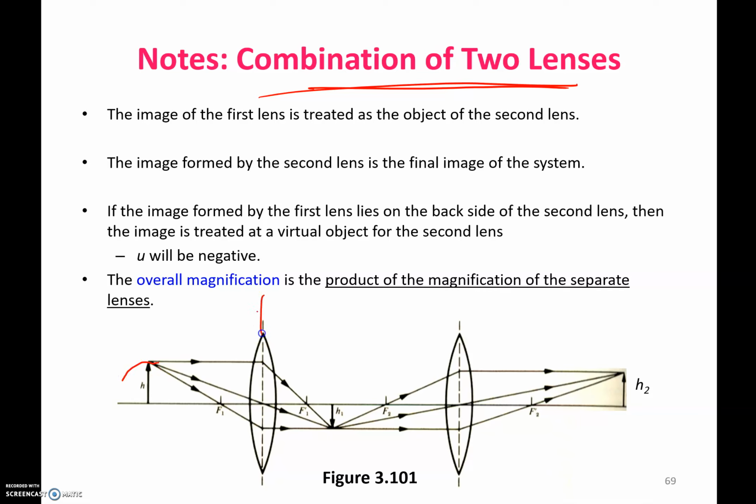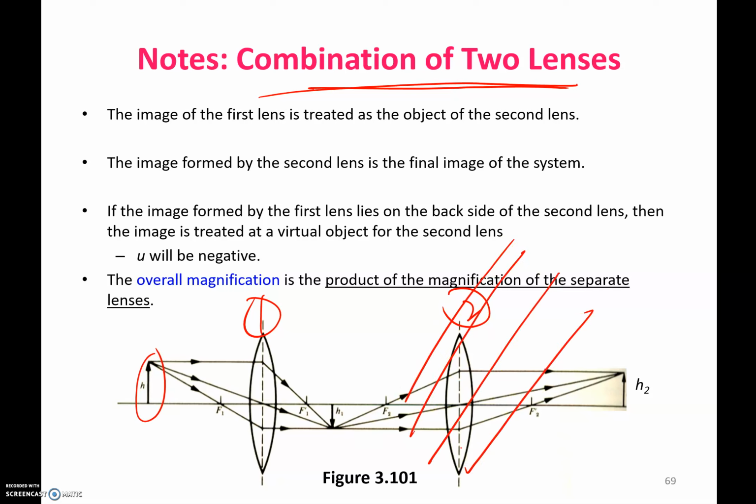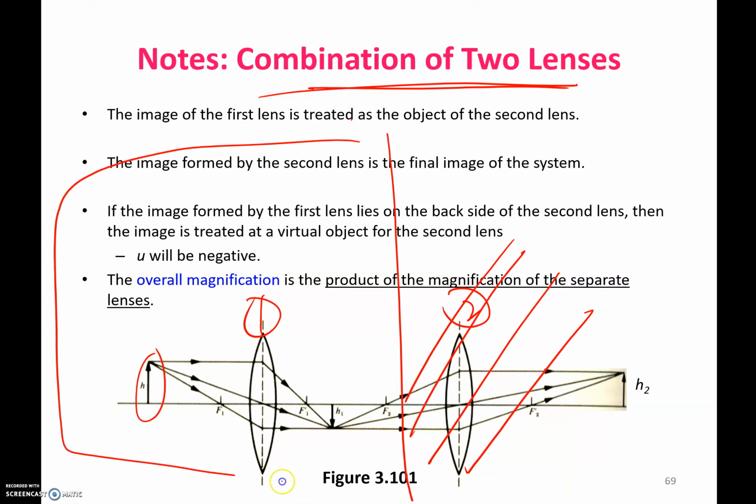Let's say I have my first lens here, and this will be the second lens, and the object is placed here. This will be the object. Do not look at the second lens yet. Just look at the first lens only. Okay, we'll focus on the first lens.